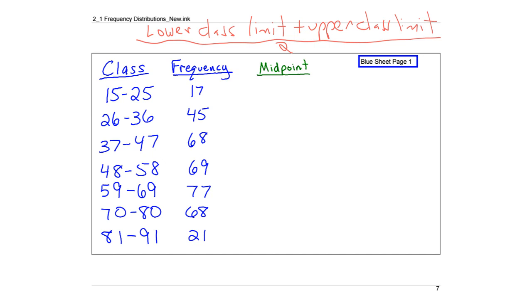Okay, so this is the same data. We've got our classes and our frequency, and the first thing they want is the midpoint. Now, I'm not going to do all of those, but we'll do a few. So what I'm going to do is take the lower class limit plus the upper class limit divided by 2, because I want to know the midpoint between 15 and 25. So what I'm going to do is add 15 plus 25 divided by 2. So that would be 40 divided by 2, which would give me 20. Okay, so that's my first one.